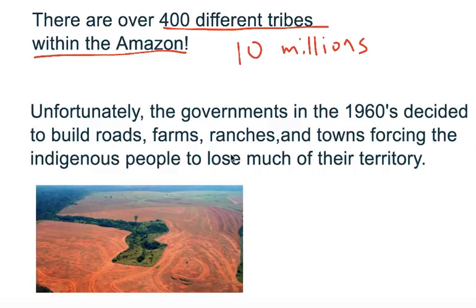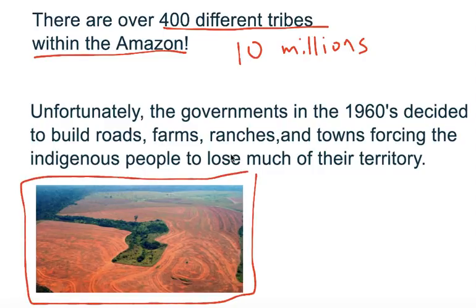Unfortunately, the governments in the 1960s decided to build roads, farms, ranches, and even towns, forcing the indigenous people to lose much of their territory. So the Brazilian government thought it was a good idea to basically give away or sell a lot of the rainforest land that natives lived on. And this is just an example of what happened. And usually because the natives didn't speak the language or understand the rules and things like that, they got taken advantage of.